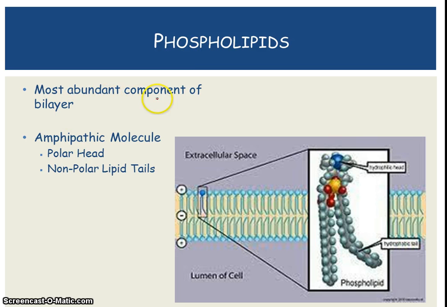Phospholipids are the most abundant component of the bilayer. A phospholipid is this molecule right here. This whole thing is a phospholipid. It's an amphipathic molecule, which means there's both a polar region and a non-polar region.